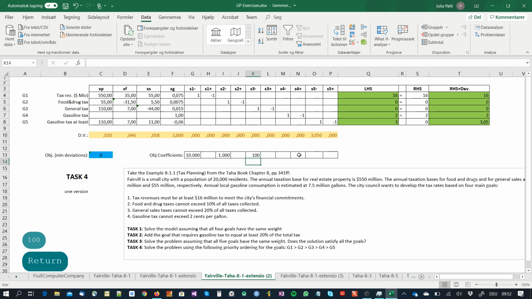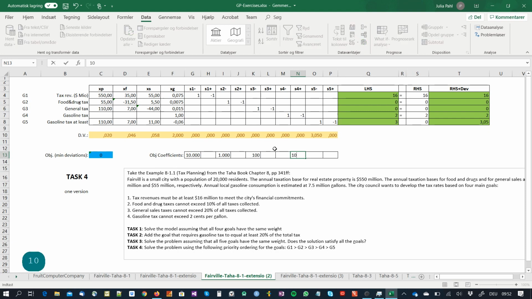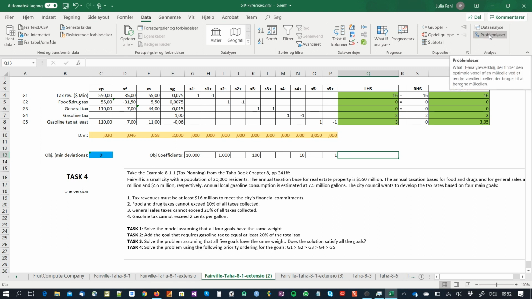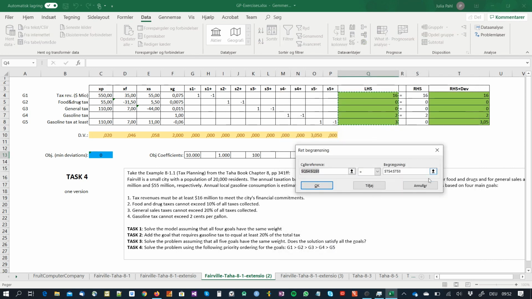We recall, for instance, that we had the S4 plus and the S5 plus also involved. So this would get a 10, that is our fourth goal, and then the fifth goal would be the modification of the gasoline tax, that is at least 20% of the overall taxes. So with these weights, we simulate or we fake the preemptive method, let's say. The rest can stand as it is.